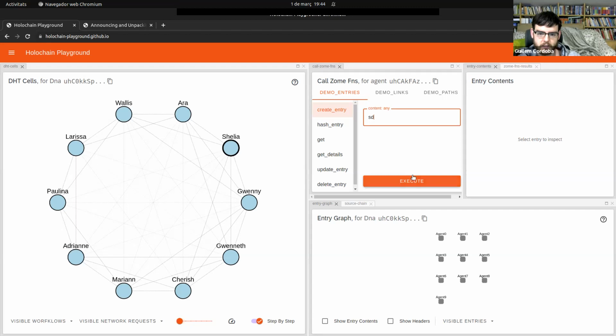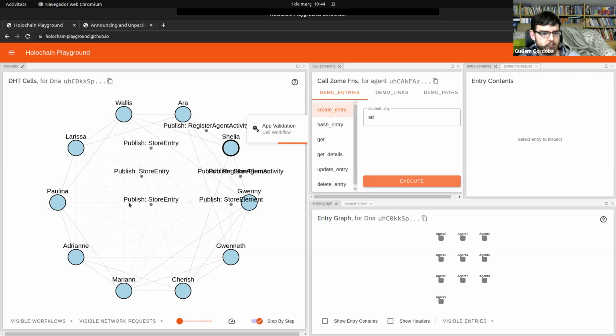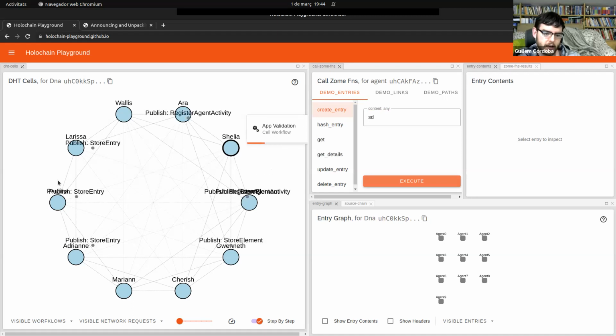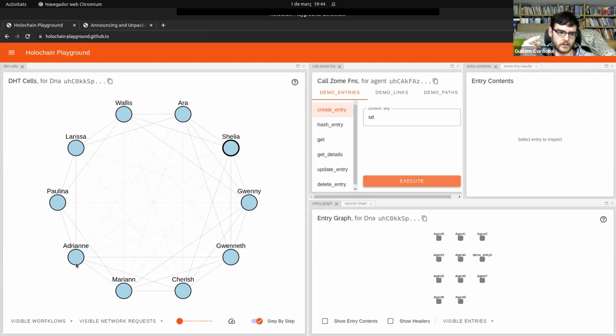And these are the different DHT operations, right? So Sheila is creating. And now you see, this is a store entry that goes into that side of the DHT. That's a DHT op. And then Larissa, Paulina, and Adrienne run the validation for that operation, for the store entry, not all the other DHT ops that were flying around, right? So what Eric was saying is that Larissa is the one that's going to run the validation, but she doesn't have to run the validation for all the other DHT operations, just the one that she received, right? Which is the store entry in that case.